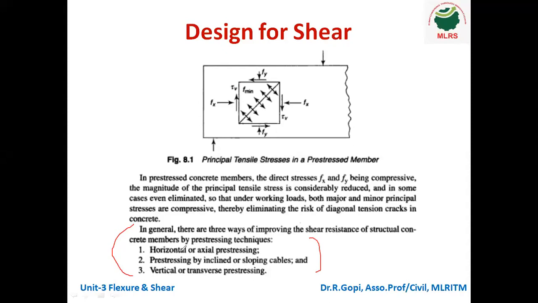You can see here, the first point is horizontal or axial pre-stressing. Second, pre-stressing by inclined or sloping cables, and third, vertical or transverse pre-stressing. Under these three methods we can improve the shear resistance.